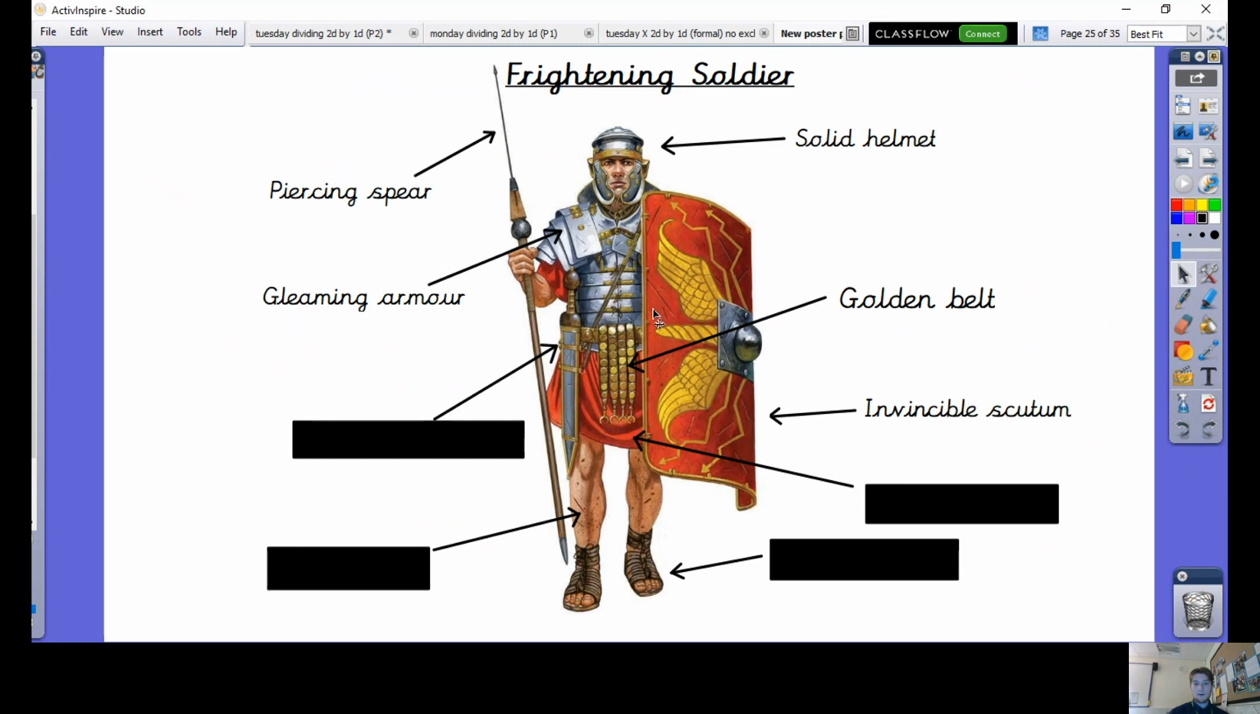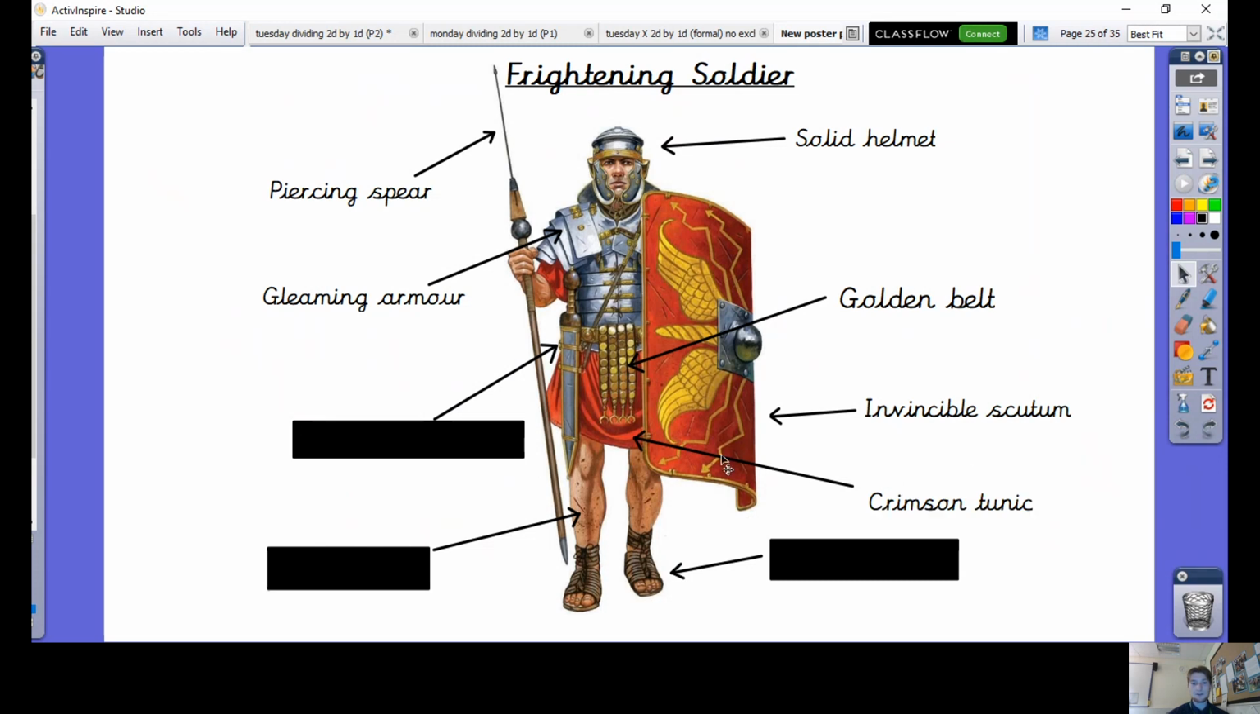Right, so I thought this was called a shield, but in Roman times it was actually called a scutum. I've gone for invincible scutum, because invincible means that it cannot be broken. It's really powerful, really strong. I thought that was quite good because it's a very powerful, very strong piece of weapon for a soldier.